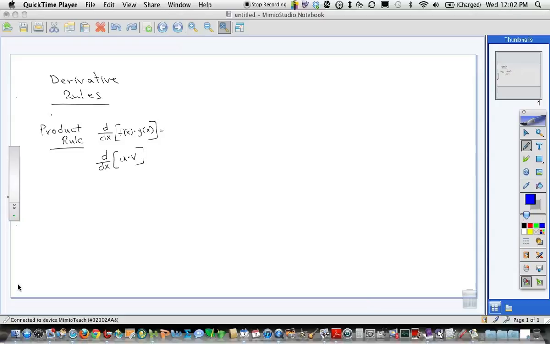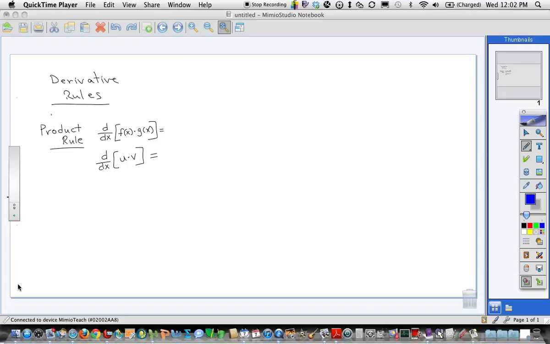A lot of times, just so we don't get all caught up with that f of x and all the parentheses and notation and everything, the tradition has kind of been to use u and v to stand for functions of x. Think of it as u of x and v of x, but we just say u and v. I'm going to multiply two functions together.